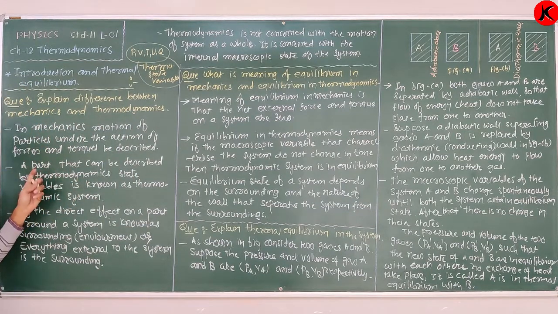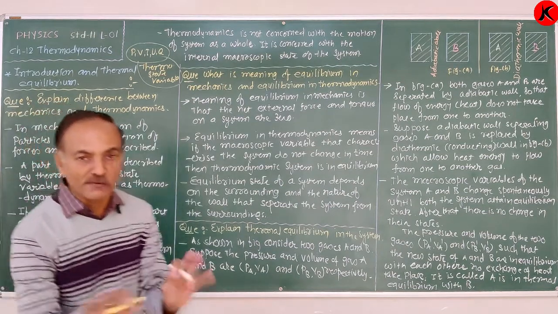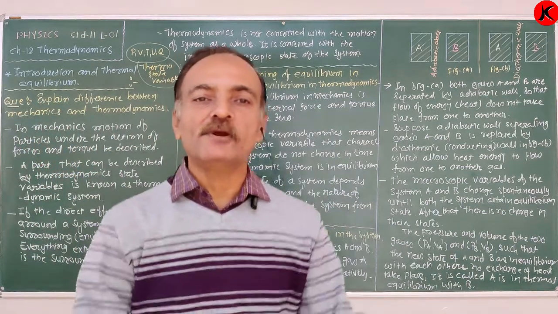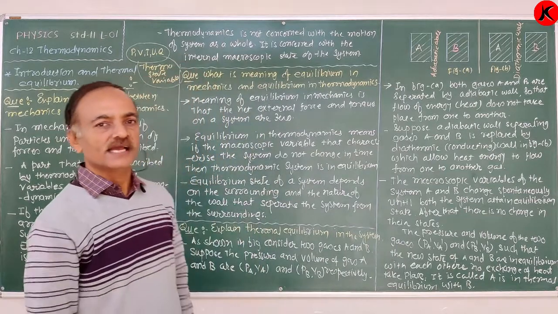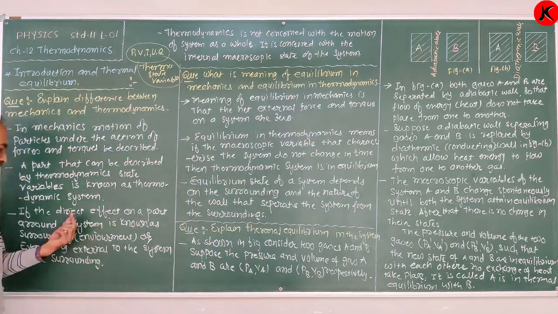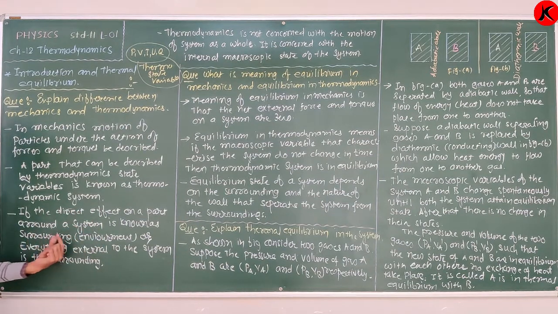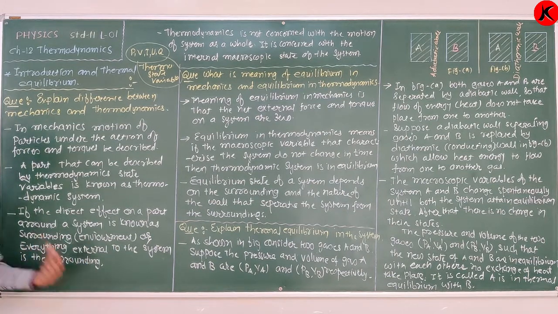Right? The part that can be described by thermodynamic state variables is known as the thermodynamic system. And the parts surrounding the thermodynamic system are known as the environment or the surrounding. Again, the part around the system that has a direct effect on it is known as the surrounding or the environment, or everything external to the system is the surrounding.